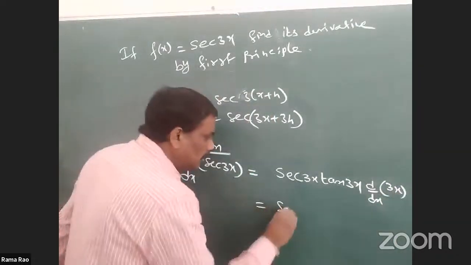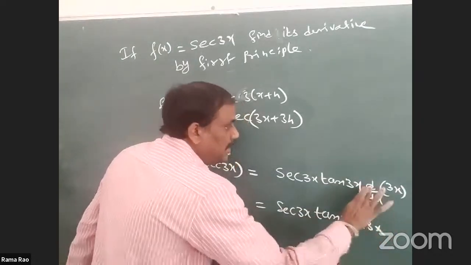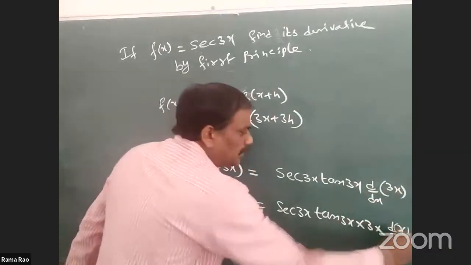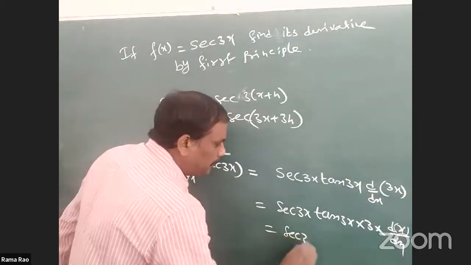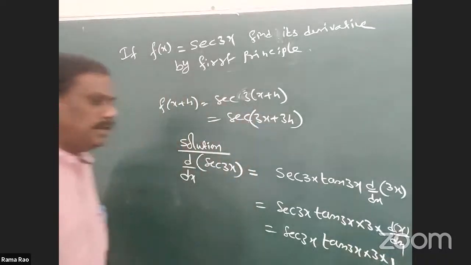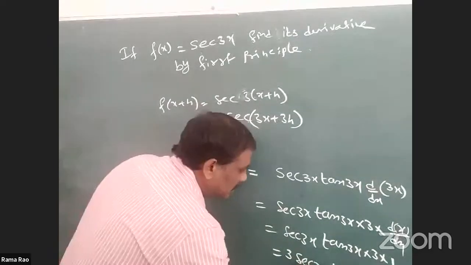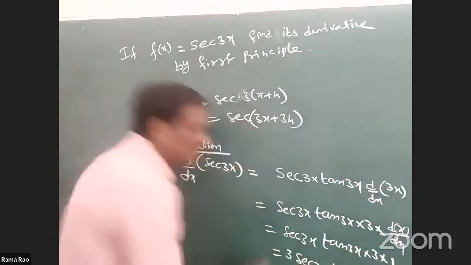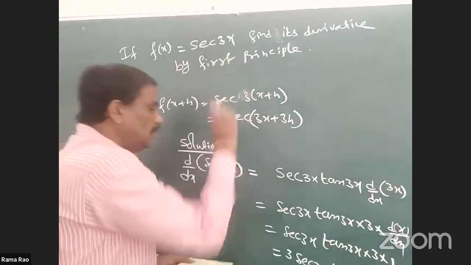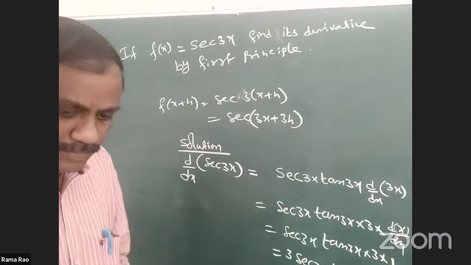This is equal to sec 3x tan 3x into 3 into the derivative of x with respect to x. Derivative of x with respect to x, we know the formula: 3 into 1, the derivative of x is 1. Therefore, 3 into sec 3x tan 3x. This is the shortcut. By using the first principle, we can solve this problem. The answer is 3 sec 3x tan 3x. That is the solution.